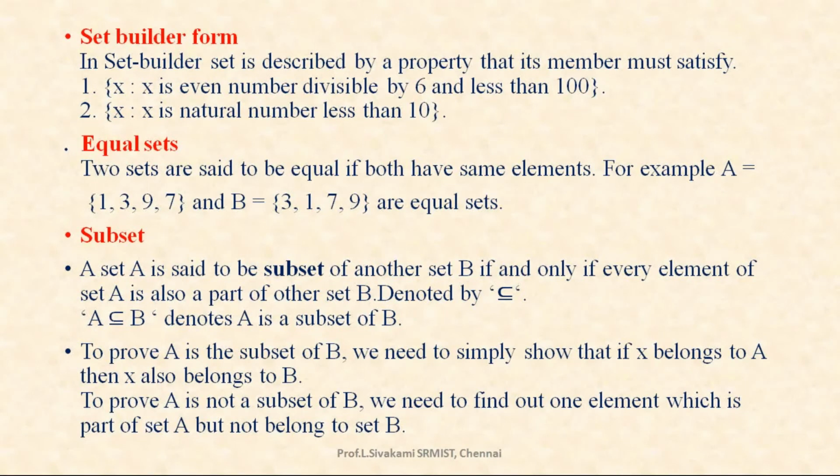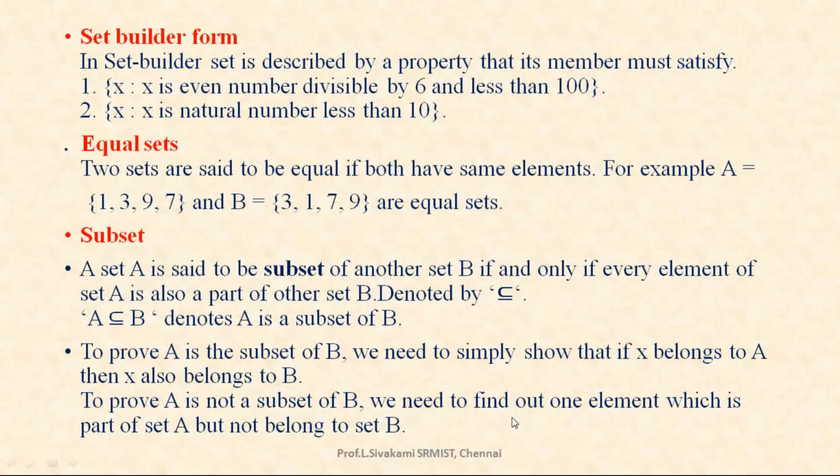A set may contain a single element or more than one element, or sometimes there won't be any element. The symbolic representation of the subset is ⊆. So A is a subset of B. To prove A is a subset of B, we need to simply show that if x belongs to A, then x also belongs to B.